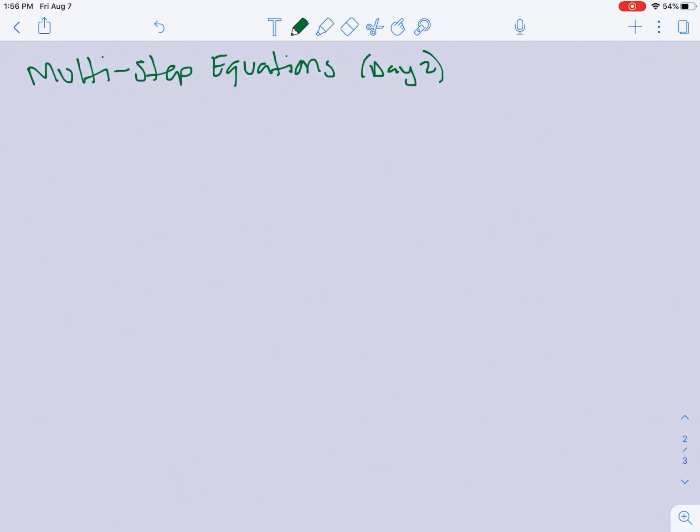All right, here's day 2 of multi-step equations. So the first thing I want you to do, just like we did last time, is start with this first question that I want you guys to try on your own, which is 3, open your parentheses, 4 plus 9x. Now remember, there's no equal sign, so you're not solving, just practice the distributive property. Go ahead and pause and do that now.